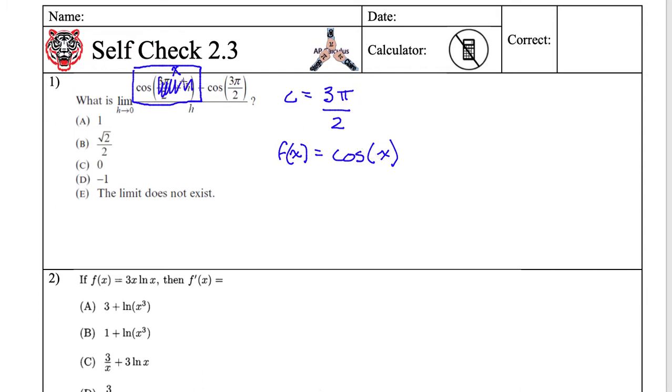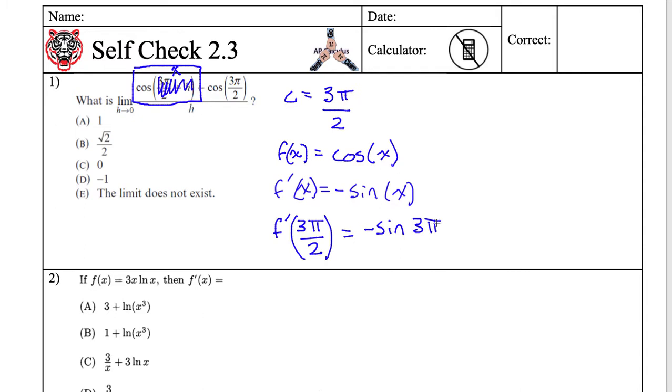Now, this is the definition of the derivative, so take the derivative. This is going to be f prime of x. That is going to be sine of x. And then I always have to come back and check, is it negative or positive? C stands for change the sign. It was positive, it is now negative. Now I need to plug in my c because it's the definition of the derivative at this point, 3 pi over 2. So I'm going to find f prime of 3 pi over 2. When I plug that in, that's going to be negative sine of 3 pi over 2.